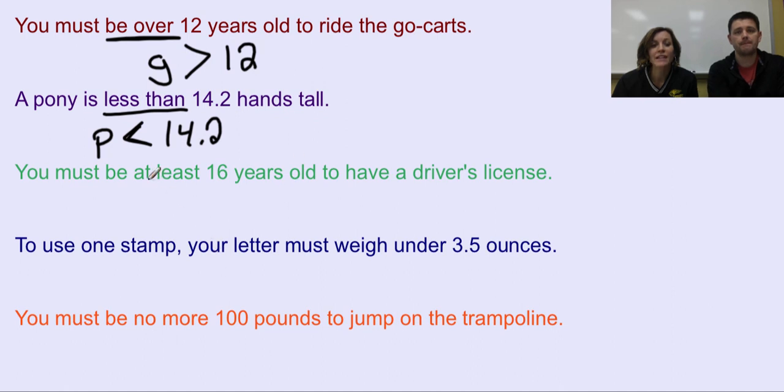You must be at least 16 years old to have a driver's license. So we know that D and 16 are definitely in there. At least means that you're 16 or older before they will give you a driver's license. So that's greater than or equal to 16.